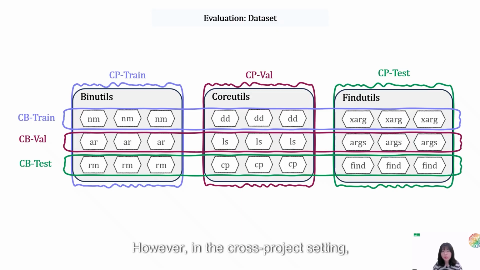However, in the cross-project setting, the tests come from entirely different projects. For example, training on binutils, validating on coreutils, and testing on findutils. And here, the examples are only for illustration as the actual datasets we use are different. But we introduce the cross-project setting because it places a stronger emphasis on generalization and more closely mirrors real-world scenarios. So this allows us to assess how well the model transfers beyond the specific project it was trained on.